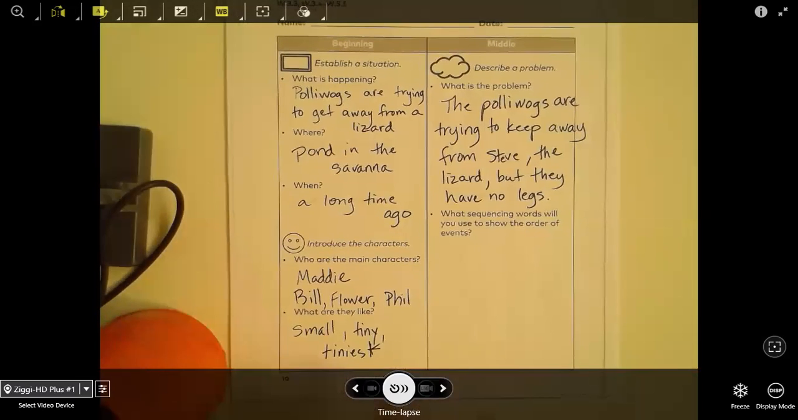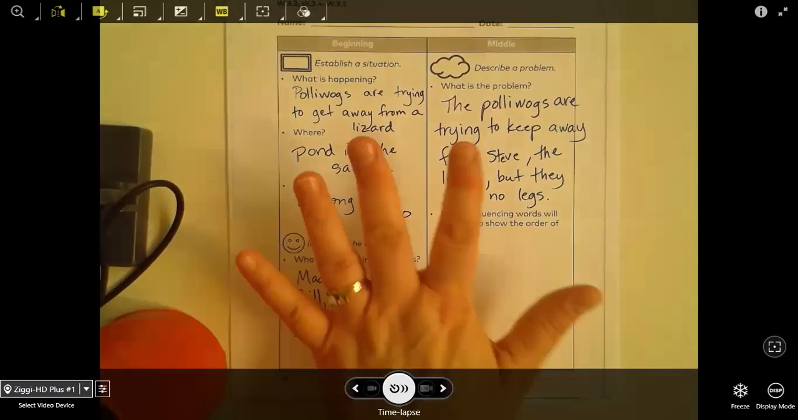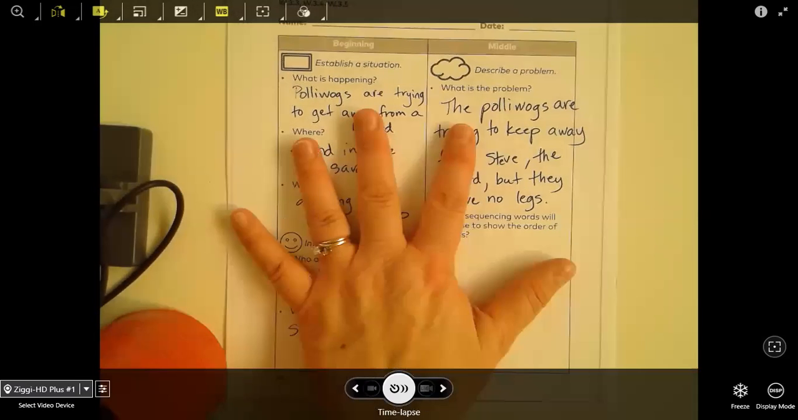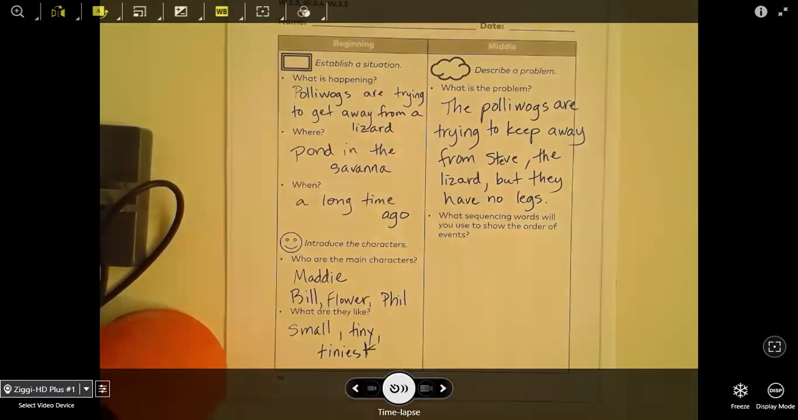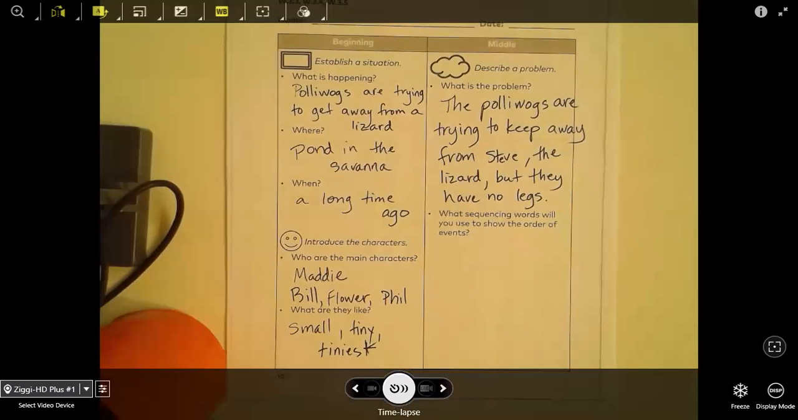Pollywogs are trying to keep away from Steve the lizard, but they have no legs. So are we obviously going to have more details than that in our actual story? Yes. This is just a plan. We are just getting our ideas started. When we write the actual sentences, we will have a lot more involved. But right now, I'm just getting our ideas.